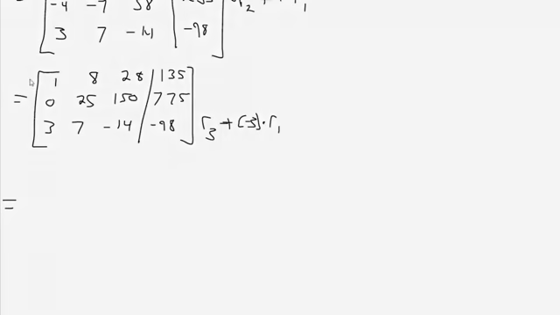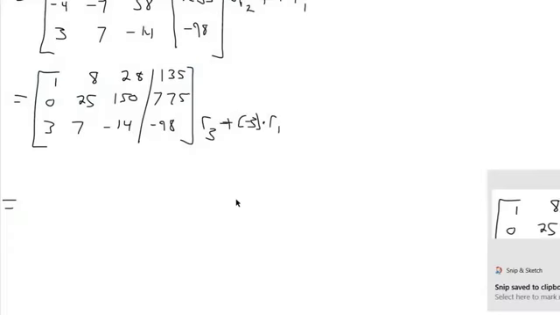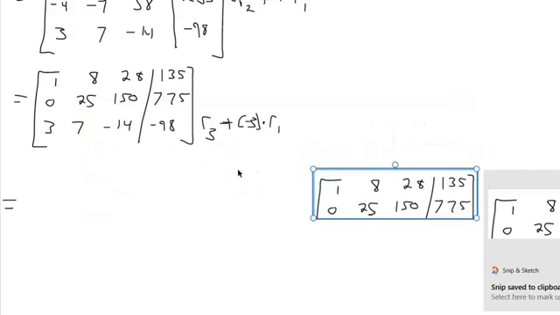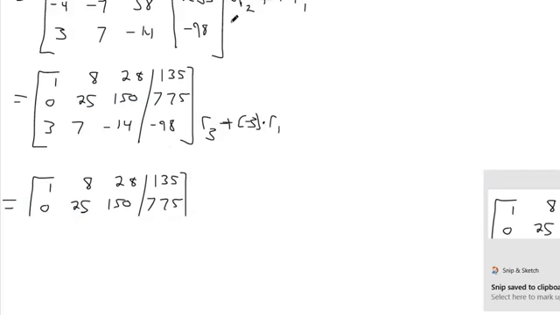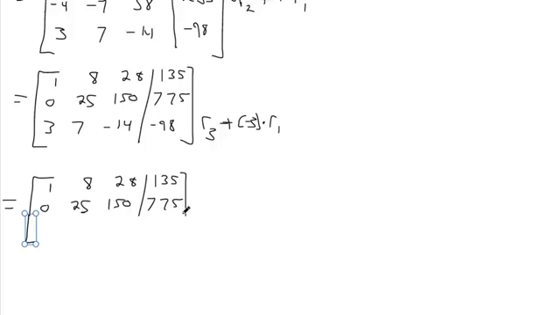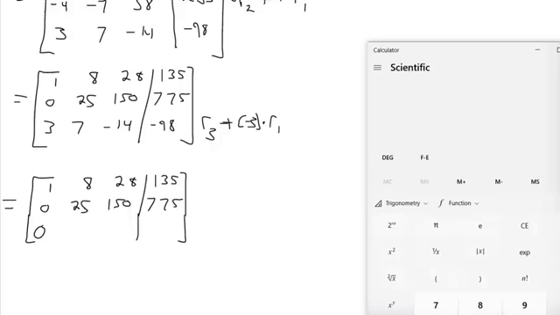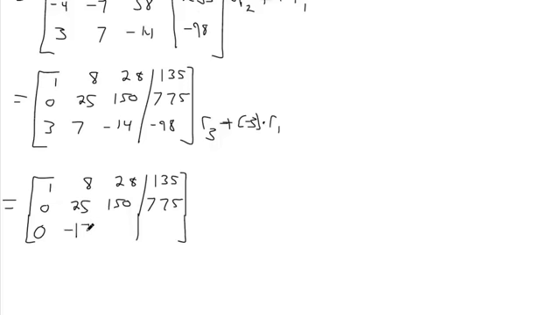Okay, everything else stays the same, except for row 3. So I've got negative 3 times 1 is negative 3. Negative 3 plus 3 is 0. Negative 3 times 8 is negative 24. Negative 24 plus 7. I'm going to double check. Negative 24 plus 7 is negative 17. Yeah. Okay.